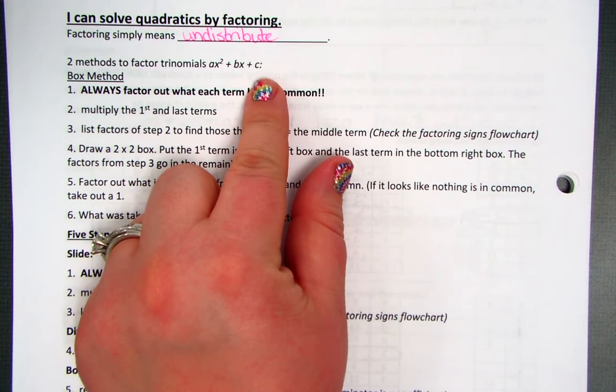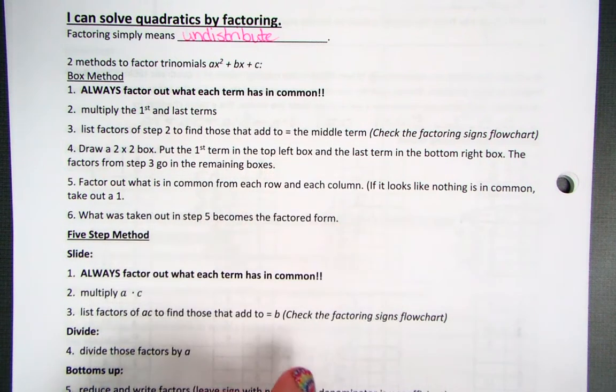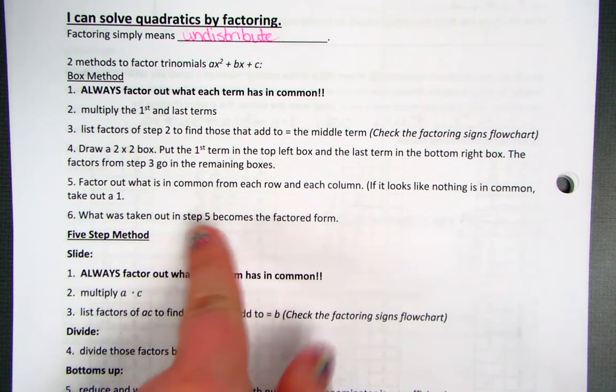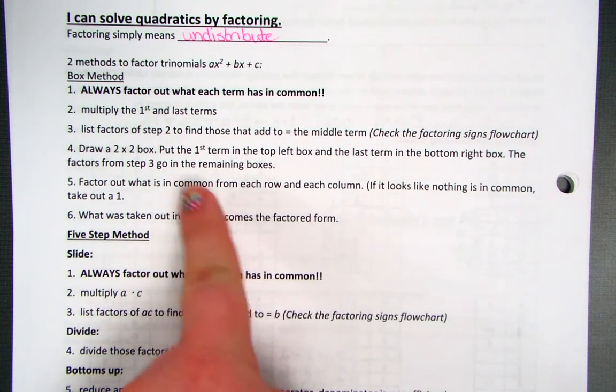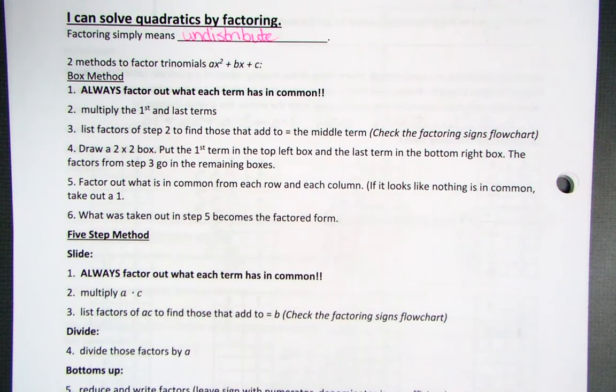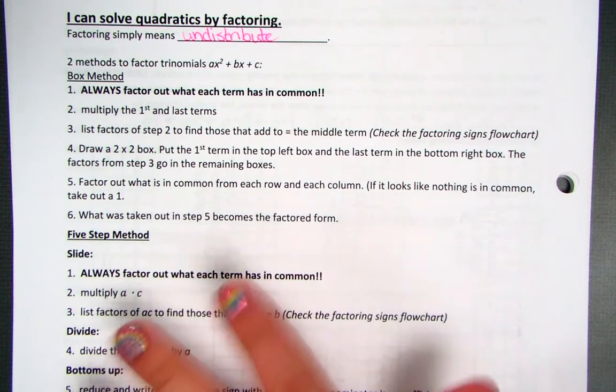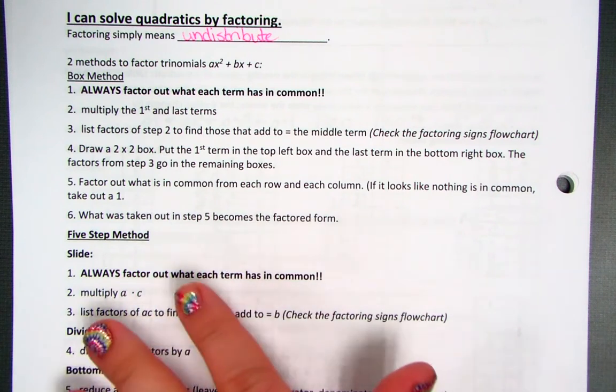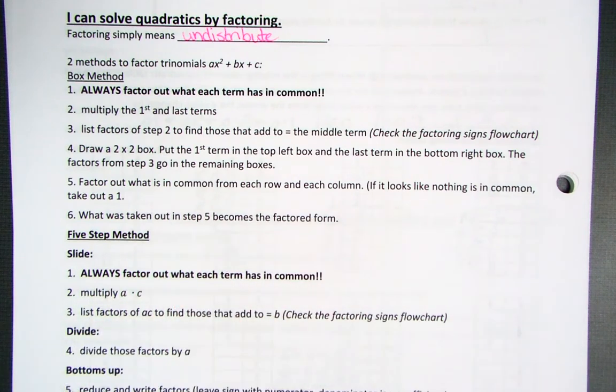There are two methods that are listed here for you for factoring. I am going to use the box method for all of my examples. But if you know another method, you're more than welcome to use that method. I've also listed the second method down here, the 5-step method. That's the one that's also taught by some of the math teachers up here at the high school. So you may already know that method if you remember how to factor from Algebra 1.